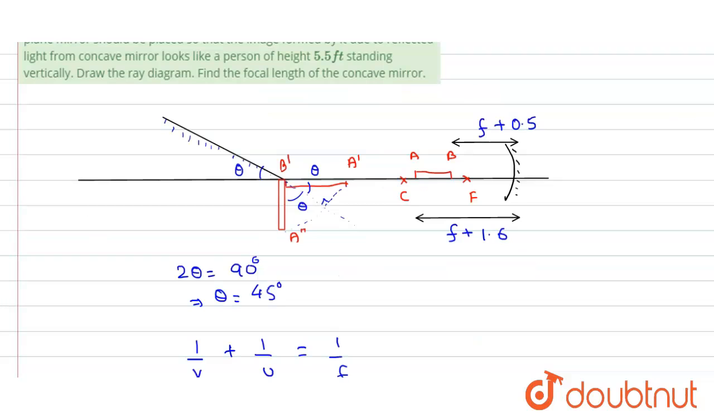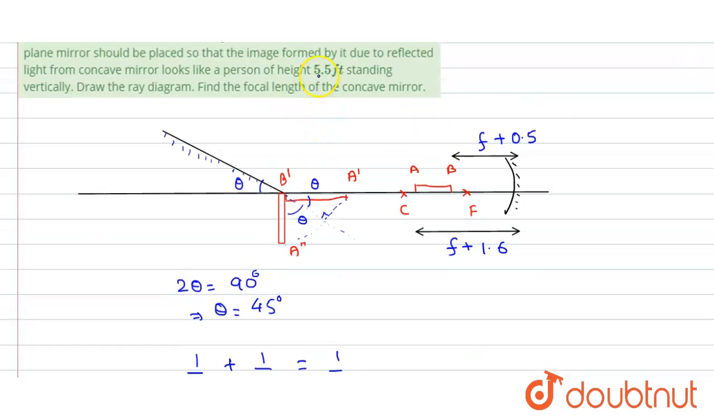Now, what is given? We have been given that this person's height is 5.5 feet. So, we know that for the plane mirror, the height of the image would be the same as the height of the object. So, this height would again be 5.5. How can we get the value of this height of 5.5? We say that the distance from here to here is the distance of the image, or we can say VB. Now, the distance from here to here is the distance of the image for A. So from here to here, the value would be VA. Now, if we take the difference of these two quantities, VB minus VA, and the mod of these values, this would give us the height as 5.5.